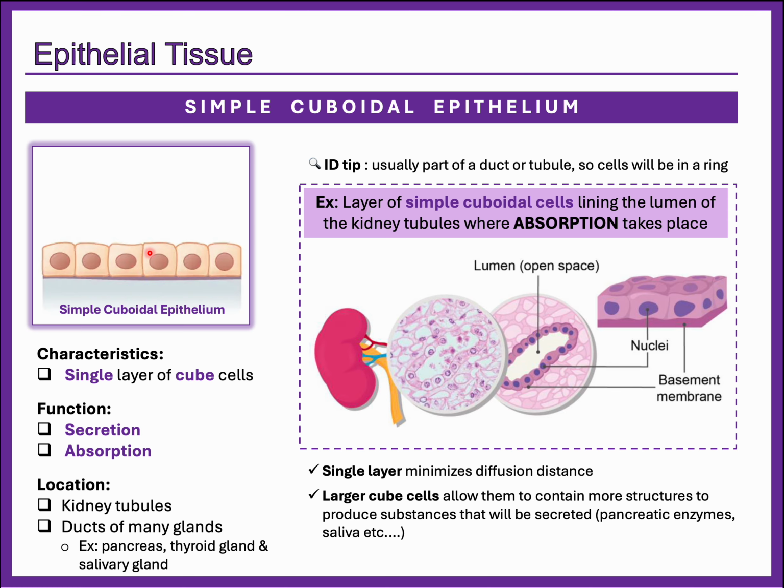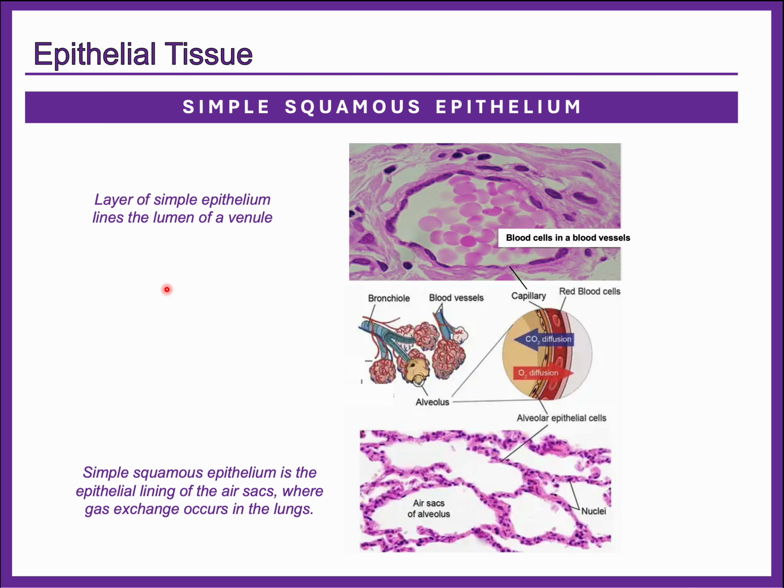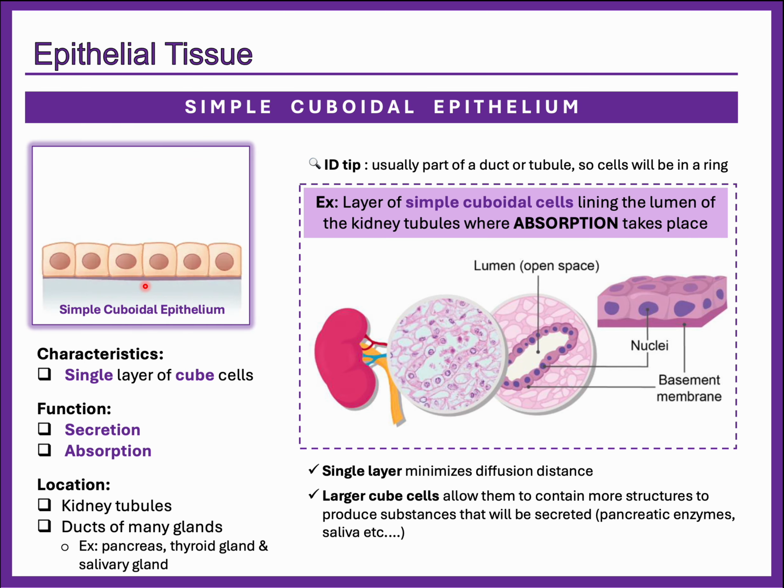This is a single layer, which means that it minimizes diffusion distances. So it's easy to pass through the cells still, but they're a bit larger cells compared to the simple squamous cells. These simple cuboidals, being a bit larger, are able to contain more structures to produce substances and do gene expression a lot. So maybe these are cells that need to diffuse things easily, but at the same time, they need more cellular machinery, more enzymes, more gene expression to make certain things in here.